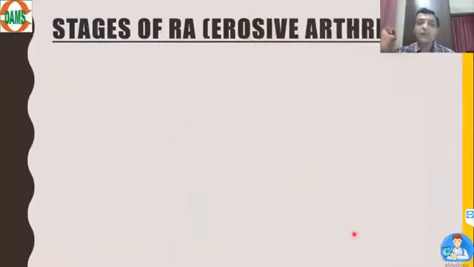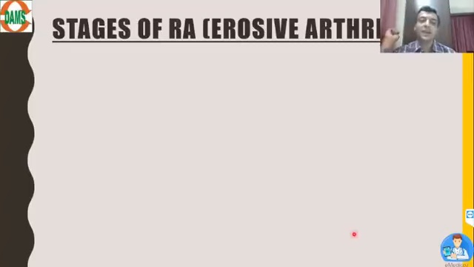Continue further. So what are the stages of RA? Let us write down. Let us make an illustration. We have written down the clinical manifestations of RA, the articular features, and the extra-articular features system wise. Now we have to know the stages of RA.